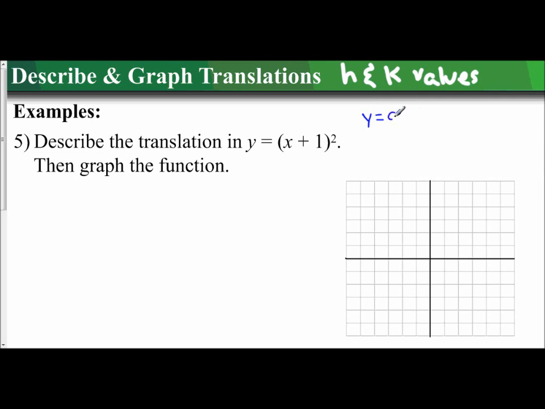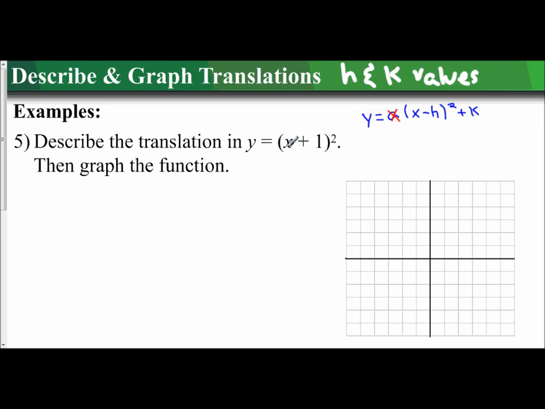Y equals, for quadratic, A times x minus h, the quantity squared, plus k. Remember, H and K are where our translations occur. A deals with reflections and dilation, so we're not going to focus on the A in this lesson. We're going to focus primarily on just H and K. So my rule is to first identify what your H and your K values are, and then that tells you what type of translation occurs from the original.